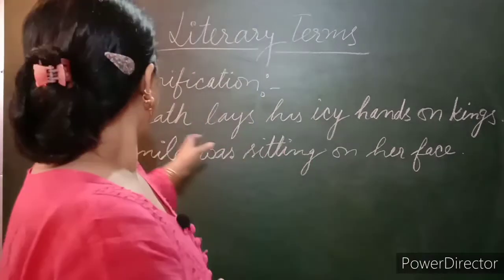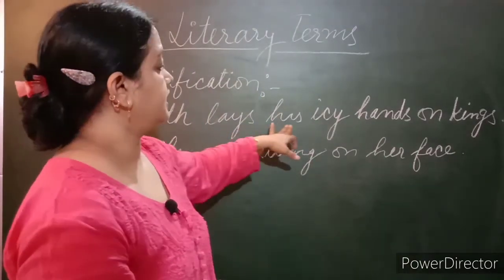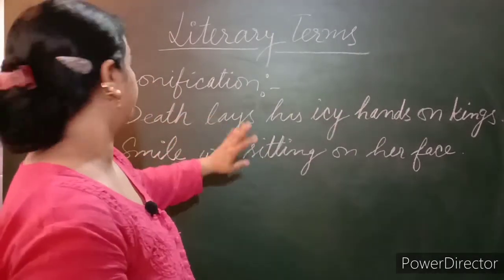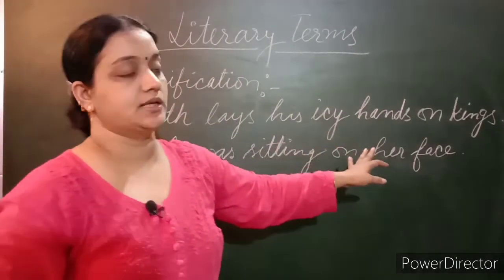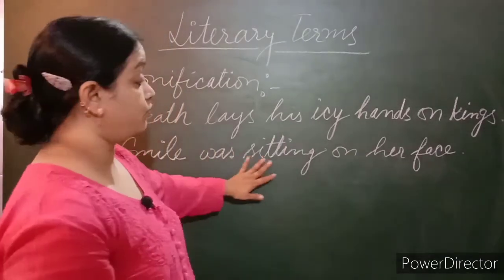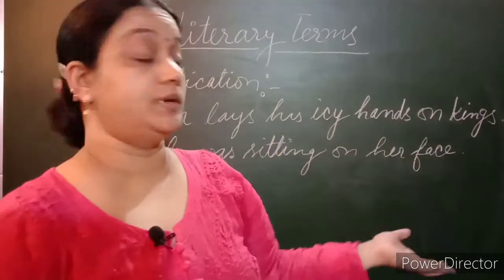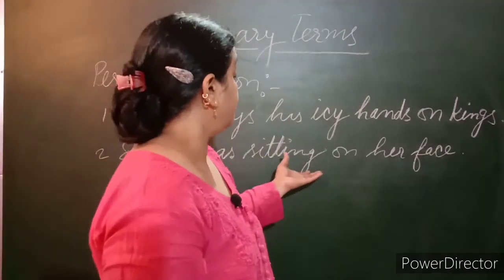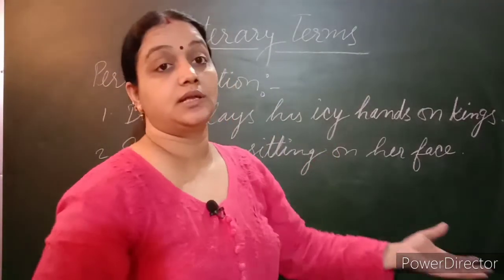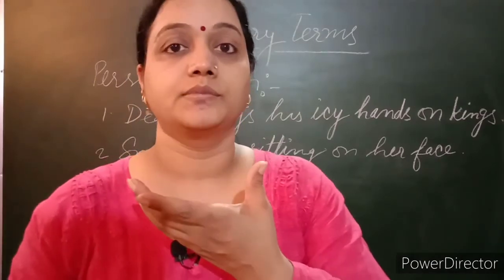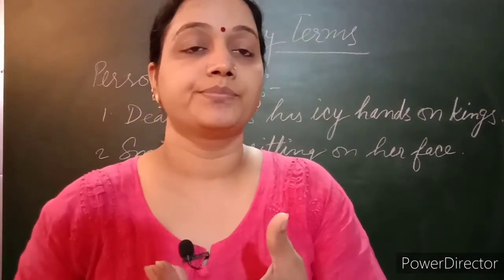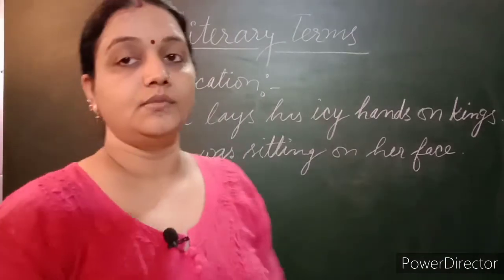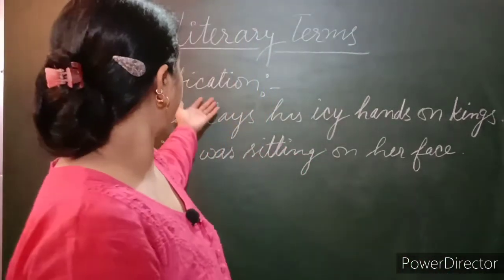Just like that, Death lays his icy hand on the king. Death is considered as a living being. Smile was sitting on her face. It means Smile was a living being sitting on her face. In fact, the writer wants to say that she was smiling, maybe. But here, Smile has been treated as a living being. So which figure of speech is there?